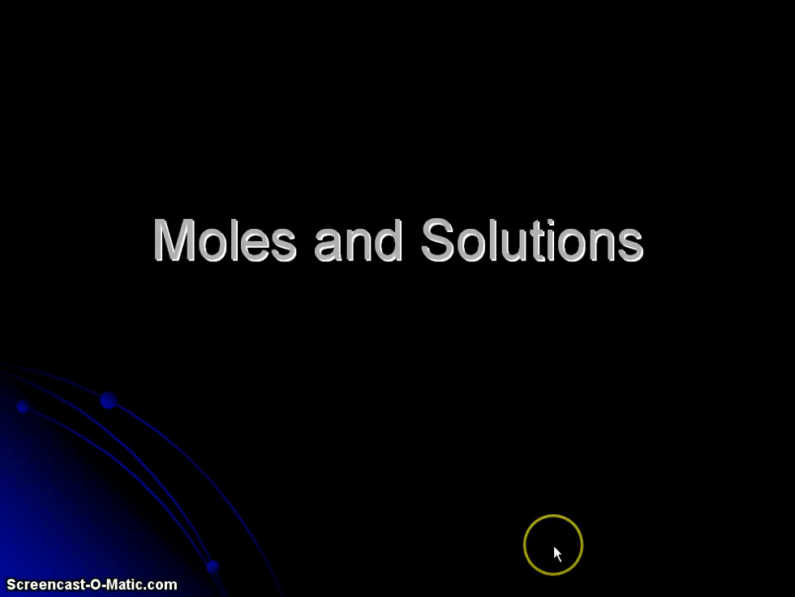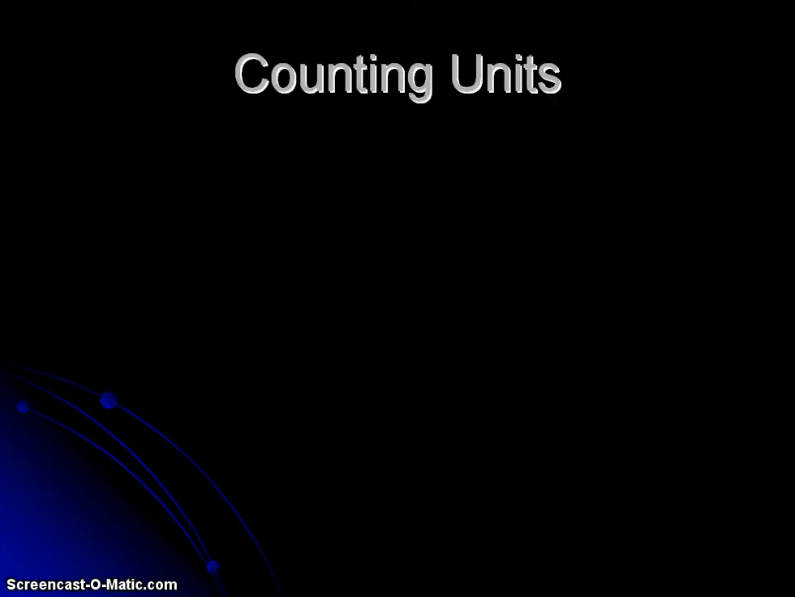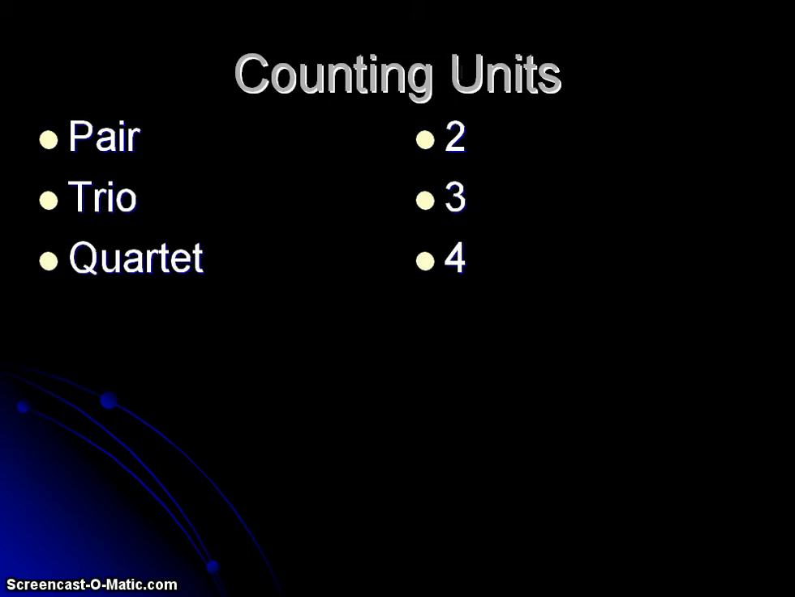In this video, we're going to begin to learn about moles and solutions. You've probably used counting units all of your life. When we think of pairs of things, we know that means two, like a pair of shoes. If we have a trio, we know that means three. If you have a quartet, like a barbershop quartet, it has 4 singers. If you have a 6-pack of something like soft drinks, you would have 6 of those.